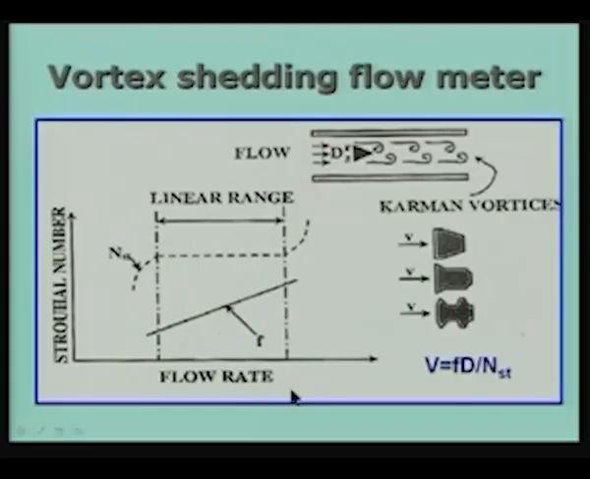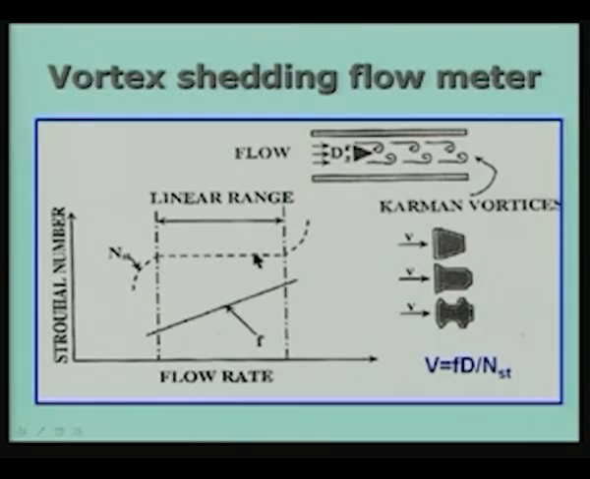The second one is the vortex shedding flow meter. It is noticed that if you have an obstruction like this in a flow, and I can have different shapes for the obstruction, the flow which comes from here gives rise to vortices which are shed at a known frequency, at a certain rate. That means that if you look at the frequency at which the vortices are shed, it follows the relation which is given here.